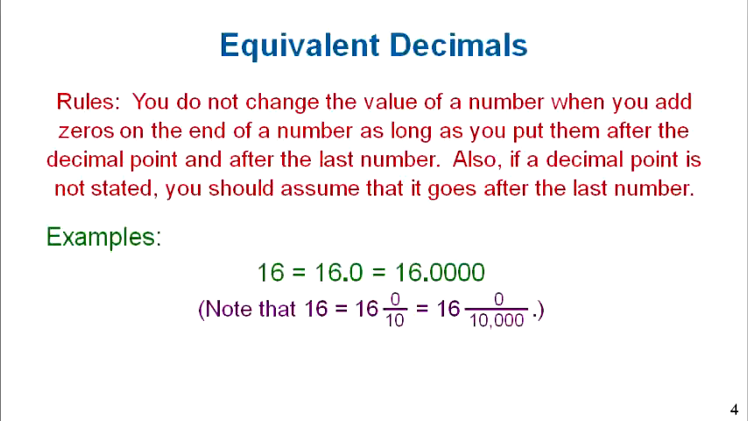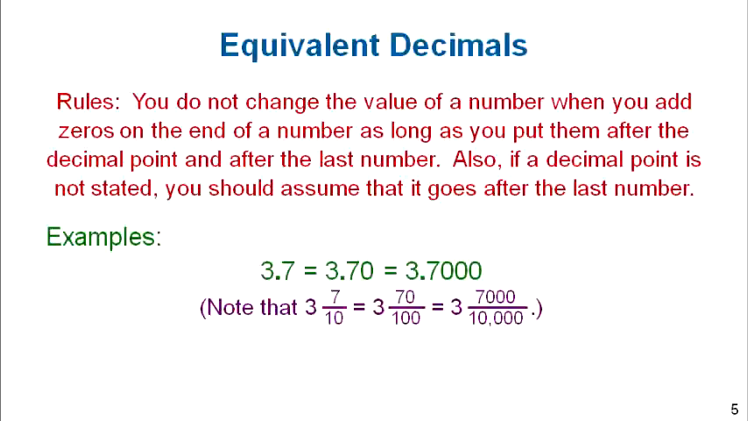These rules tell us that all three of the numbers you see here have the same value, and you should realize that this is true because 16 is equal to 16 and 0 tenths, and both of these are equal to 16 and 0 ten thousandths. You should also realize that 3 and 7 tenths is equal to 3 and 70 hundredths, and both of these are equal to 3 and 7,000 ten thousandths.